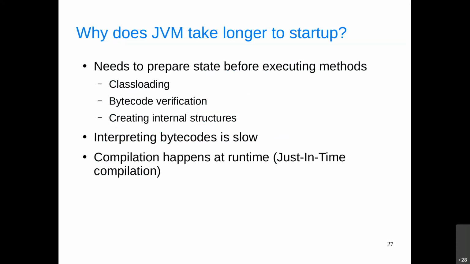It is a known fact that JVMs take quite a bit of time to start up, and the main reason for this is the JVM has to do a lot of groundwork before it can actually start executing the application code. So it has to do class loading, which involves disk access, and it has to parse the class files, create internal structures, and perform bytecode verification. All these activities take quite a bit of time and slow down the startup process.